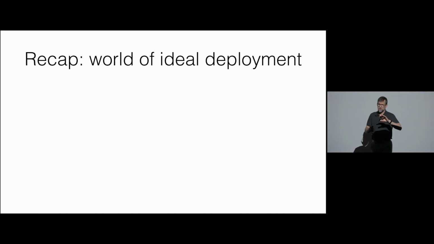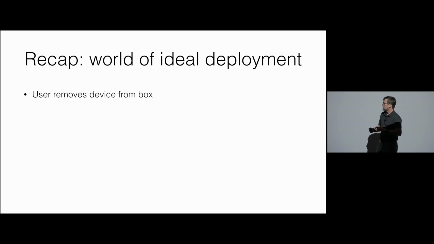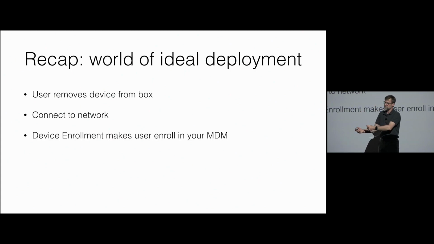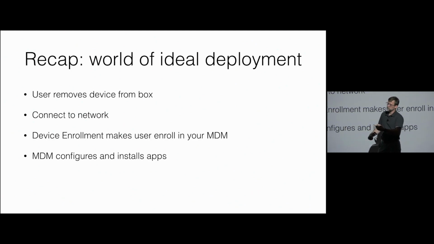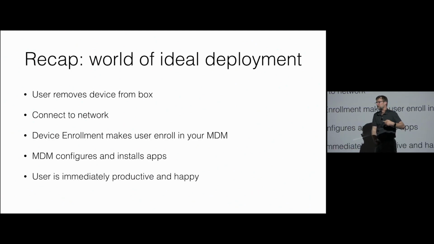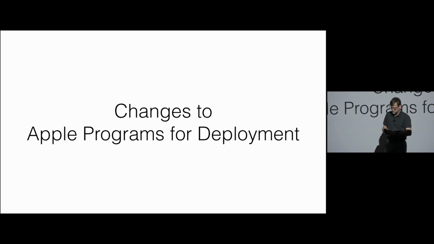So just as a quick recap for the world of ideal deployment: the user removes the device from the box. They connect it to the network. The device enrollment says, hey, you have to be managed by your MDM. The MDM then starts configuring and installing apps, and the user is immediately productive and happy. So that's the ideal world. This is what we're headed towards, but we're not there yet.